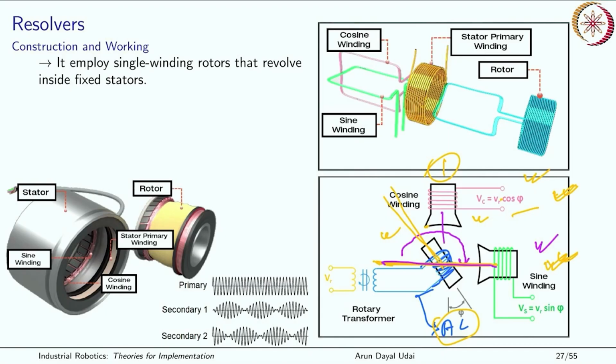pickup coils which are fitted in the stator. One of them is a cosine winding, the other one is a sine winding. The armature carries the AC signal. AC is transmitted to it using slip rings, or using a transformer which is here. So that is contactless in nature.